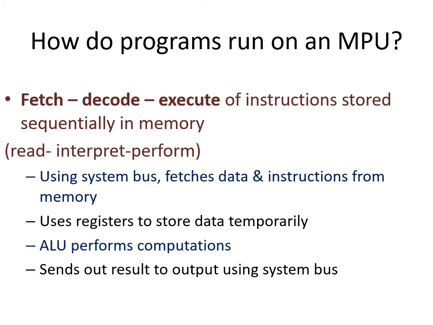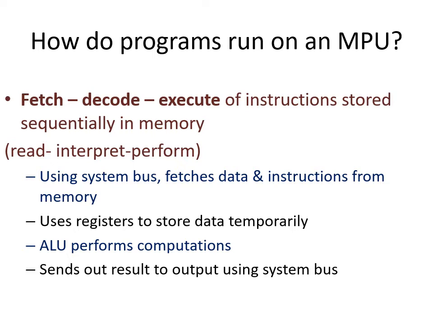How do programs run on an MPU? We have seen the basics of program execution in computer organization in your previous semester. Normally you have the fetch, decode and execution of instructions stored inside a memory. The first process is to fetch the instruction. After that, the fetched instruction is decoded, and based on that you identify the purpose of the instruction and execute it. You can say you read, interpret and perform.